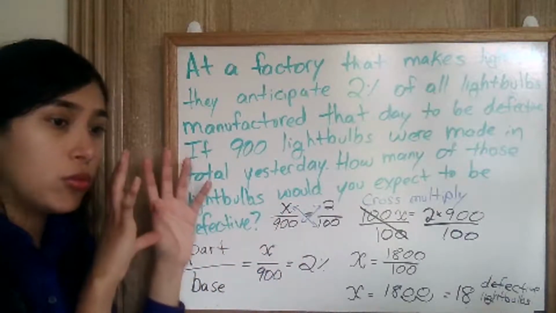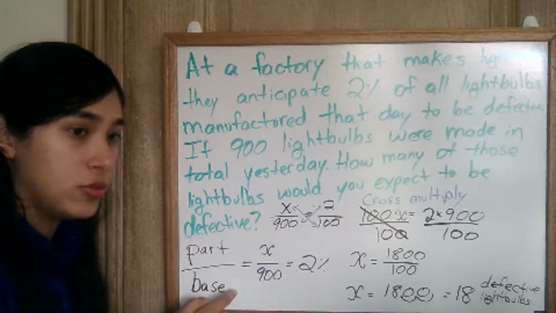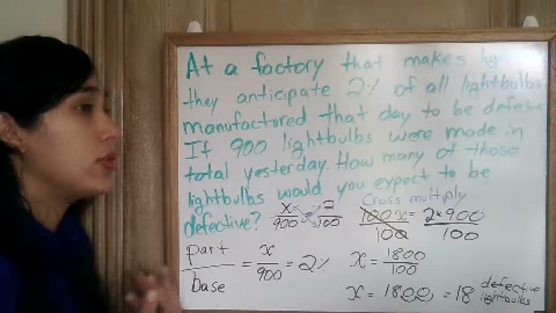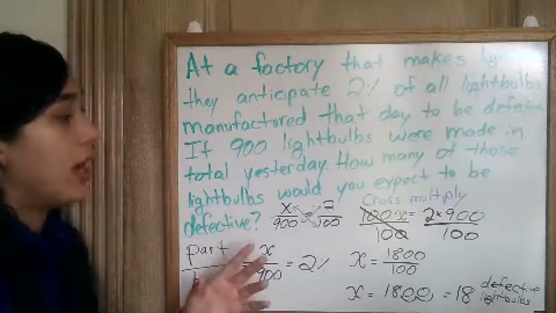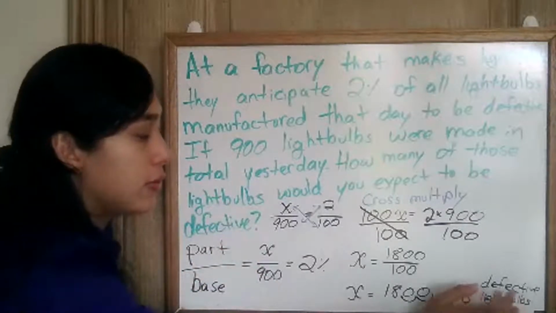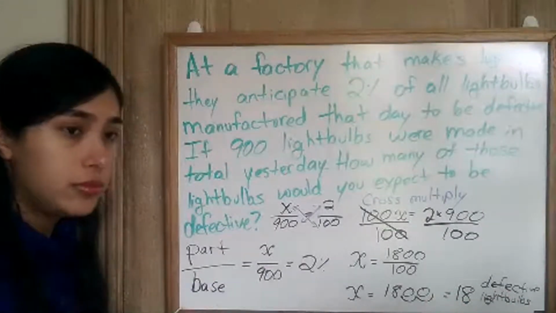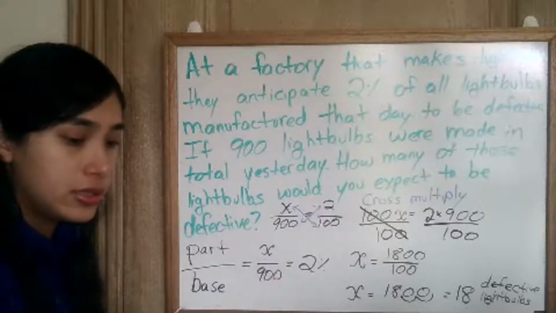So you need to be able to identify which is the part I'm going to be dealing with and what is the base I'm also dealing with. And if you have to deal with a two-step problem where you have to add multiple days of defective light bulbs, you also need to go ahead and identify that. I'm going to go ahead and erase.